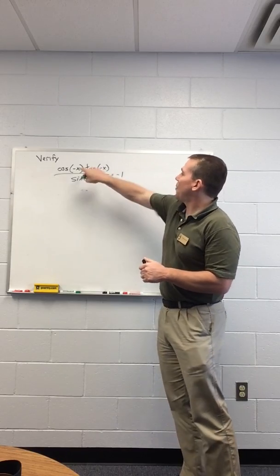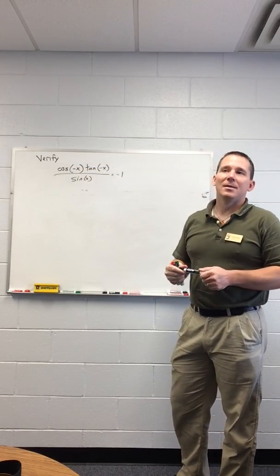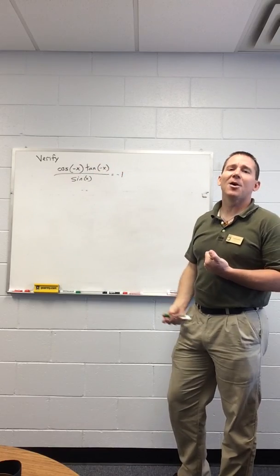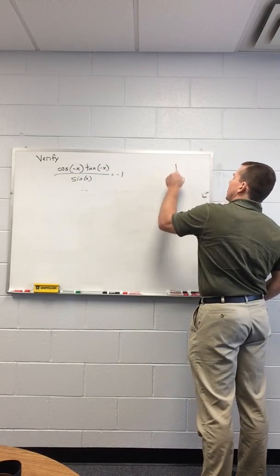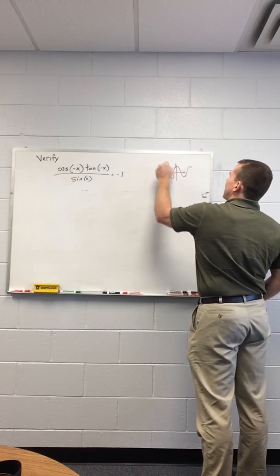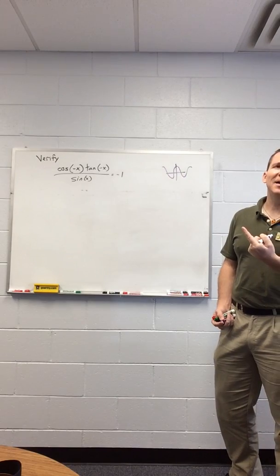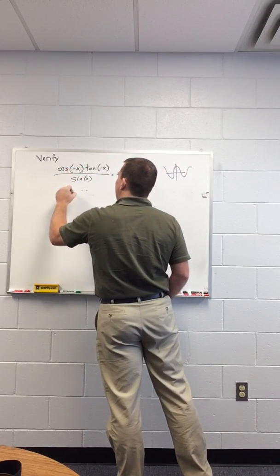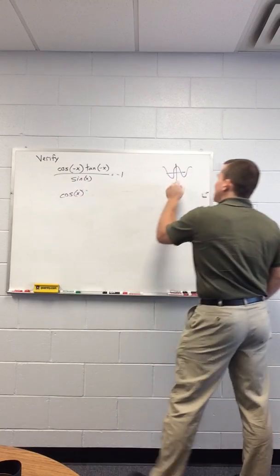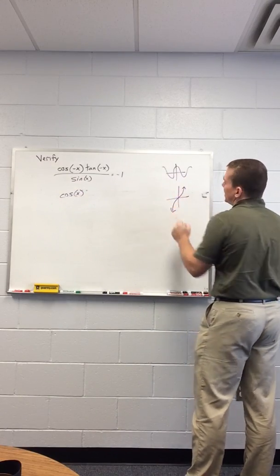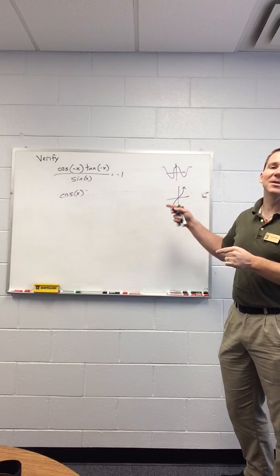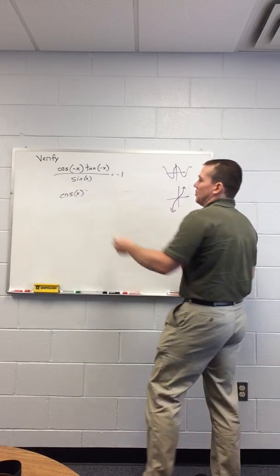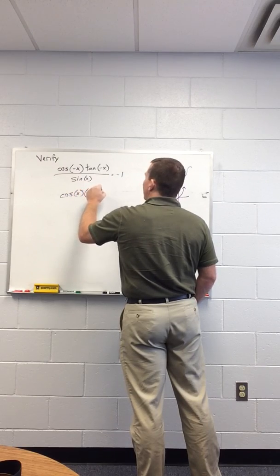So for this, I want to make the thing on the left equal negative 1. How do I do it? Well, first off, cosine of negative x. We remember our properties for even and odd functions. The graph of cosine looks like that. That's an even function. By the definition of even functions, f of negative x equals f of x, which means cosine of negative x is the same as cosine of x. Tangent, just to draw a quick graph, looks like that. Tangent isn't an even function, it's actually an odd function. By the definition of odd functions, f of negative x equals negative f of x, which means tangent of negative x equals negative tangent of x.